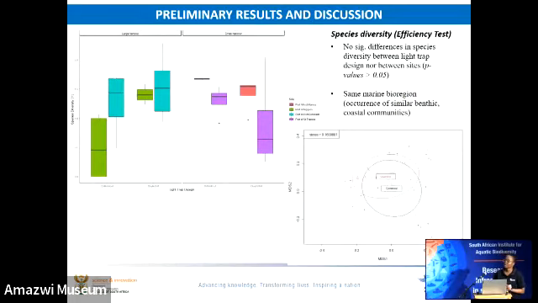So these are very preliminary results, based on just what we're finding so far. We looked at the diversity that we're finding between the 2 designs, and we found that there are no significant differences when it comes to the actual species diversity. This is mainly because it's within the same marine bioregion on the eastern coast, so you're expecting to find more or less similar species. So there was no significant difference in species diversity.